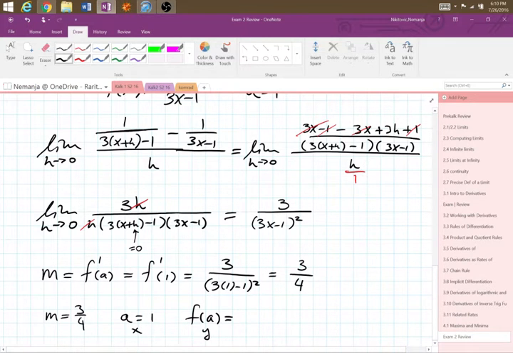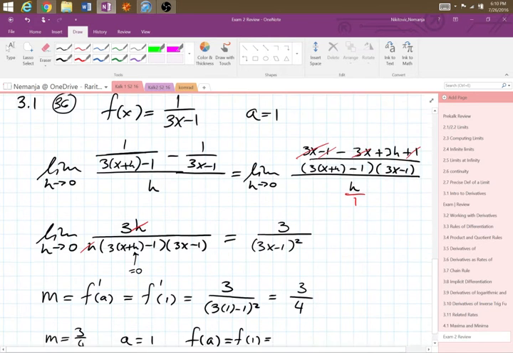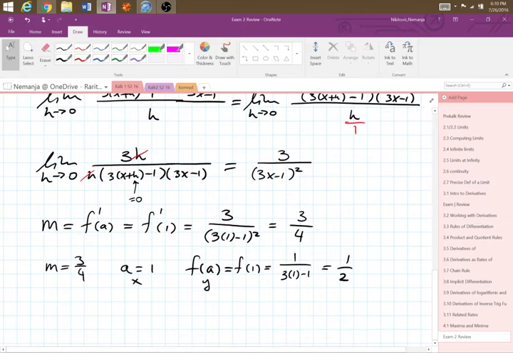So how much is f of a? f of a is f of 1, which is plugging into the original equation. We get 1 over 2, 1/2. Let me write it. 1 over 3 times 1 minus 1, which is 1/2. So realistically, you can find that before you even take the derivative, right? Yes. You can find the y value. If it's not given to you, you can find the y value before you take the derivative. Sure. So it makes more sense to do that.